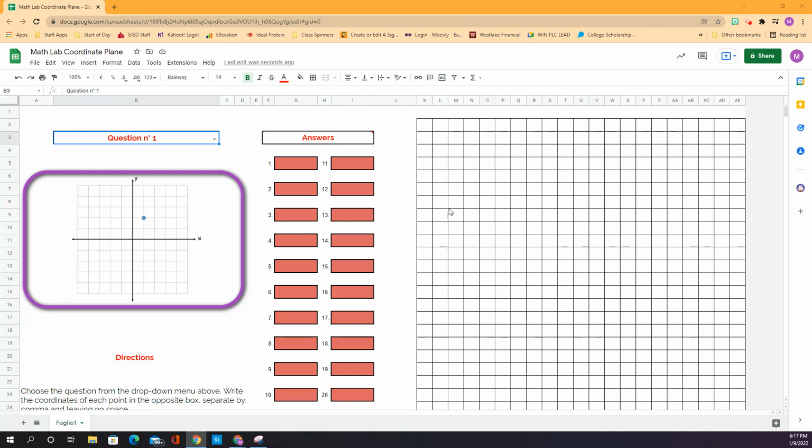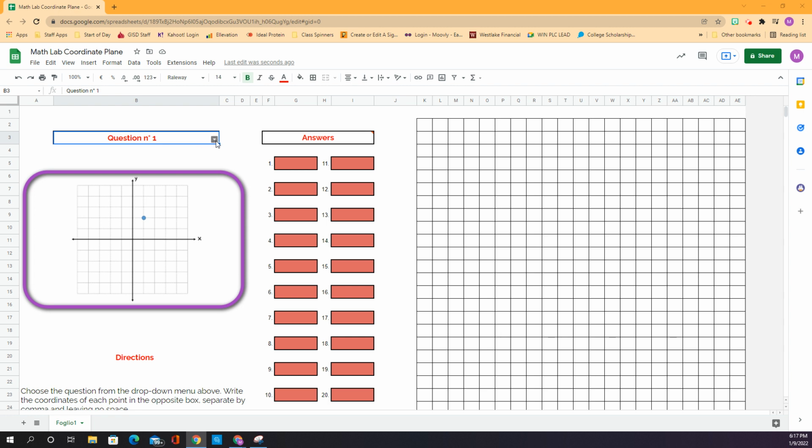Hello, class. We're going to be going over this activity over the coordinate plane. If you haven't already, please go back and watch the video on how to plot points in the coordinate plane before getting to this activity. Okay, so this is what you should see when you open up your activity.